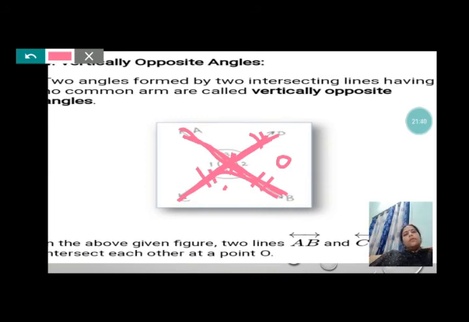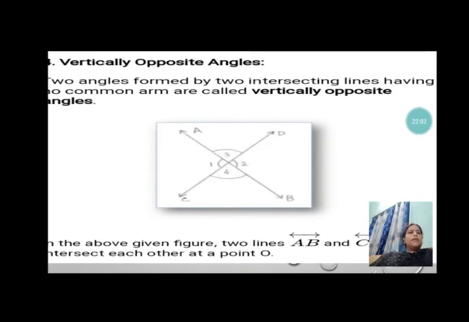Now one more pair, angle COA and angle AOD, they are also adjacent angles. They have common vertex O and a common arm OA. So they have made pairs of adjacent angles.